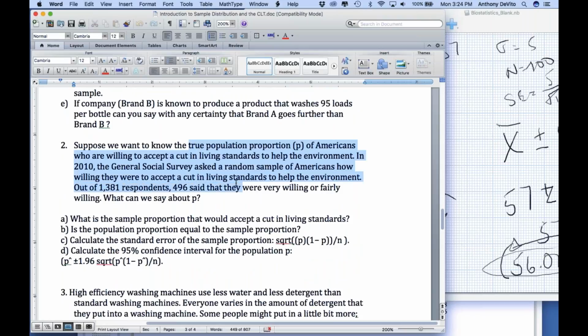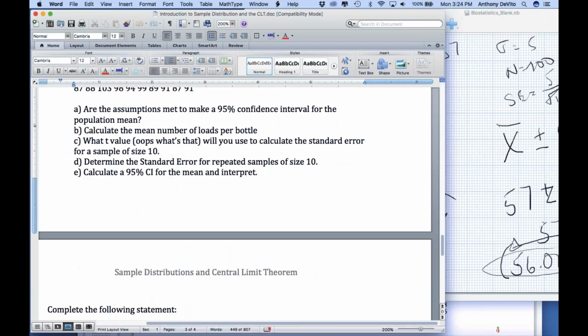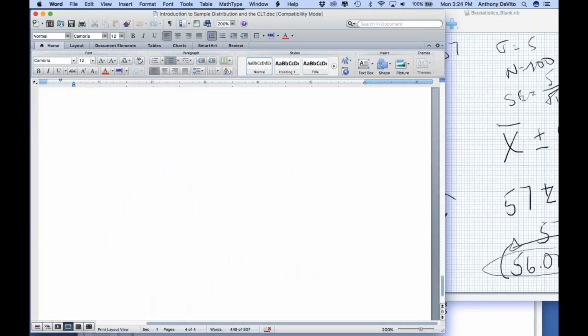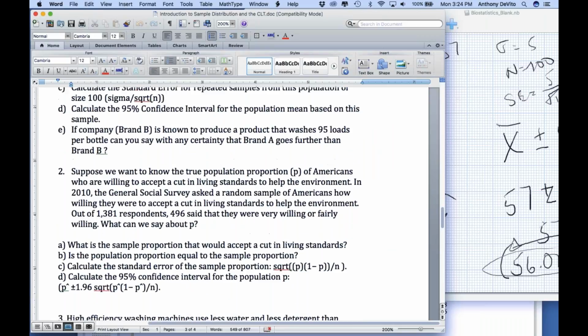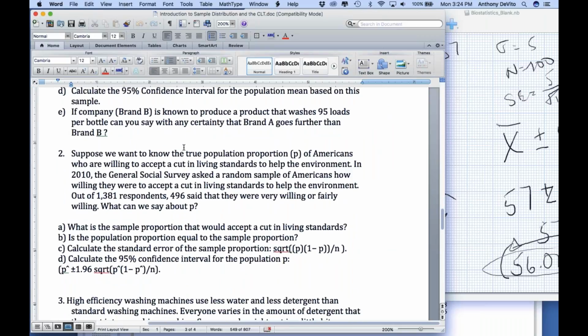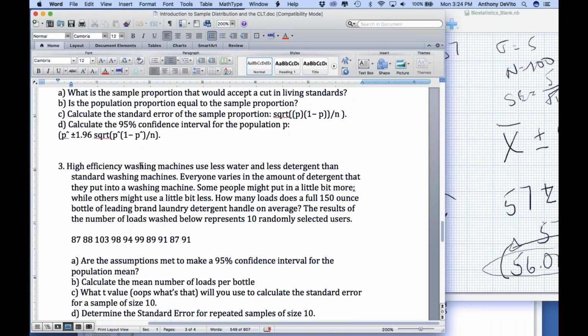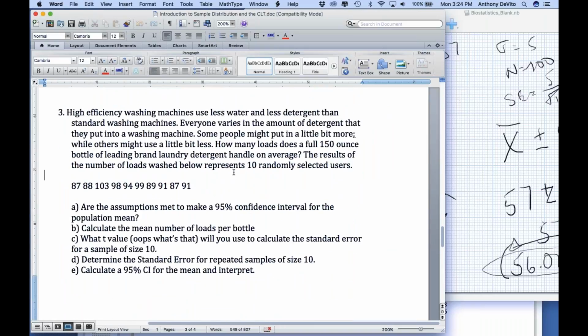Suppose we want to know what the true population proportion. No, let's not do that one yet. That's another one. I don't like that one too. Let's see. For some reason I'm stuck on these washing machines here. High efficiency washing machines use less water and less detergent. How many loads does a full 150-ounce bottle of laundry detergent handle on the average? The results of the number of loads washed below represent 10 randomly selected users. So we have 10 people here.